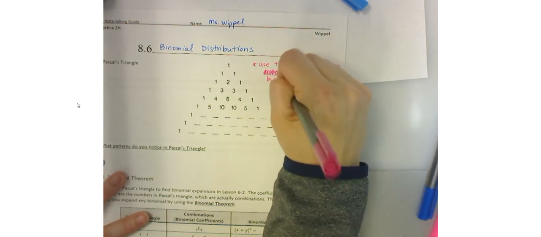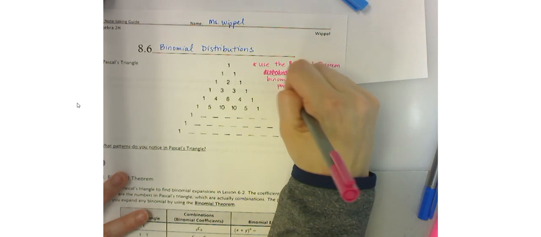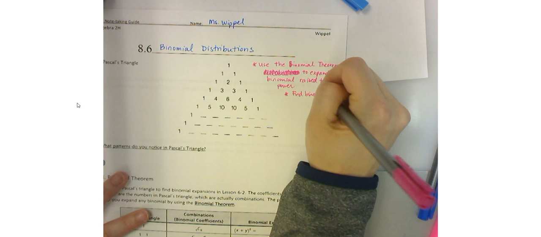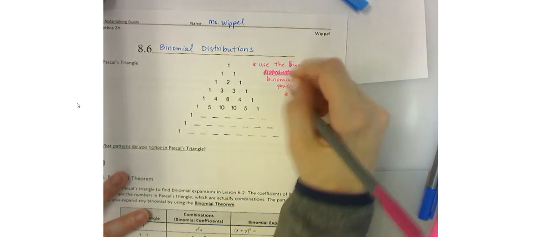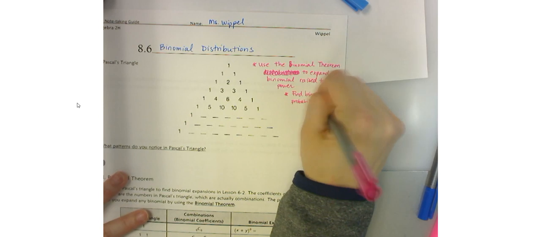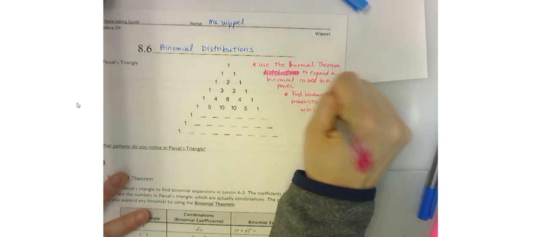Do you guys remember how to fill in Pascal's triangle? Okay, so you're going to add the two numbers above it. So 1 plus 5 is 6. 5 plus 10 is 15. 10 plus 10 is 20. 10 plus 5, 5 plus 1. And then you always have ones on the outside. So this should be 7, 21, 35, 35, 21, 7, 1.